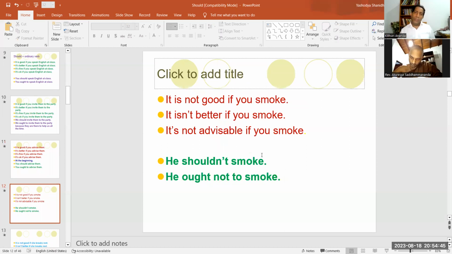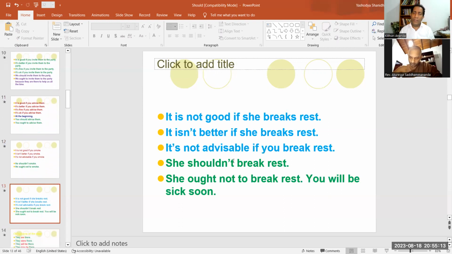So, if you go for negative, of course, you can express the same thing in negative. It isn't good, it isn't better, it is not advisable if you smoke. So you can make that idea simply by using shouldn't. You shouldn't smoke. You ought not to smoke. Because it is not good for your health, not good for your economy, and family bondages.